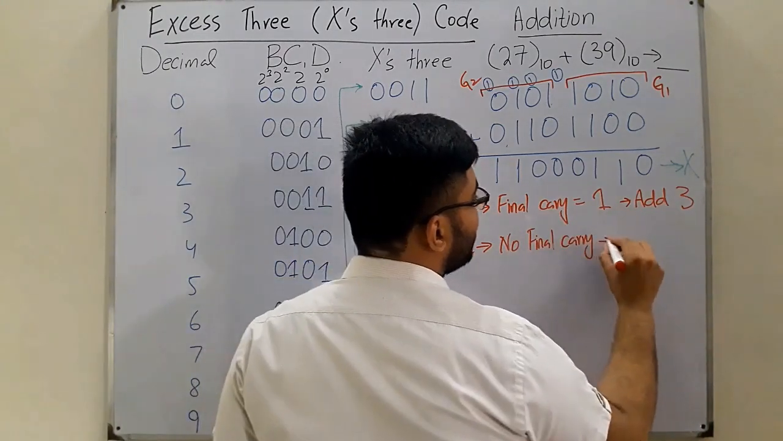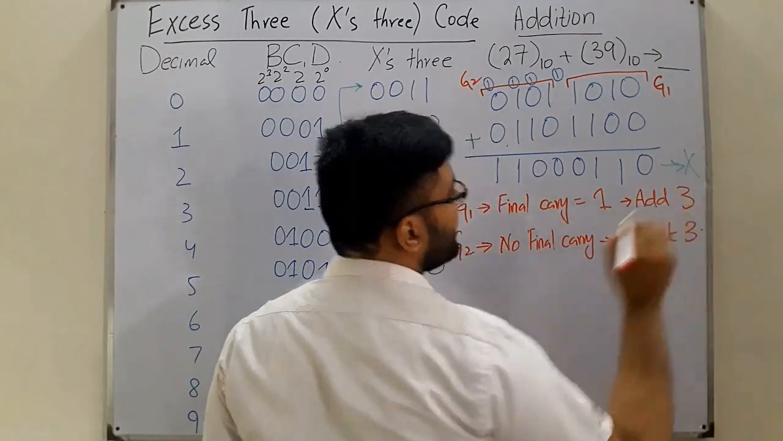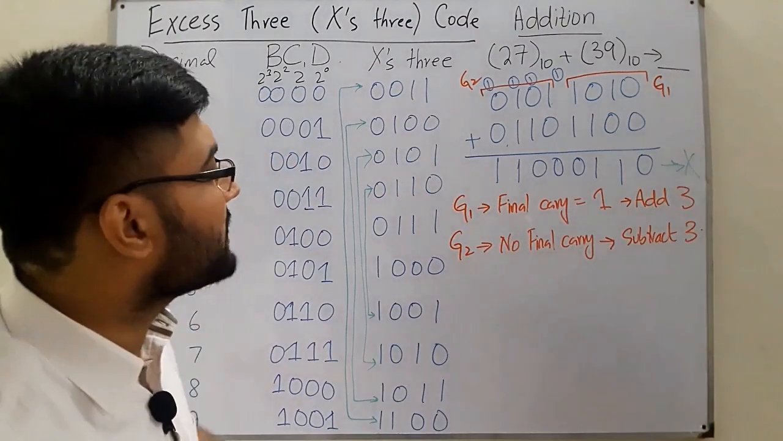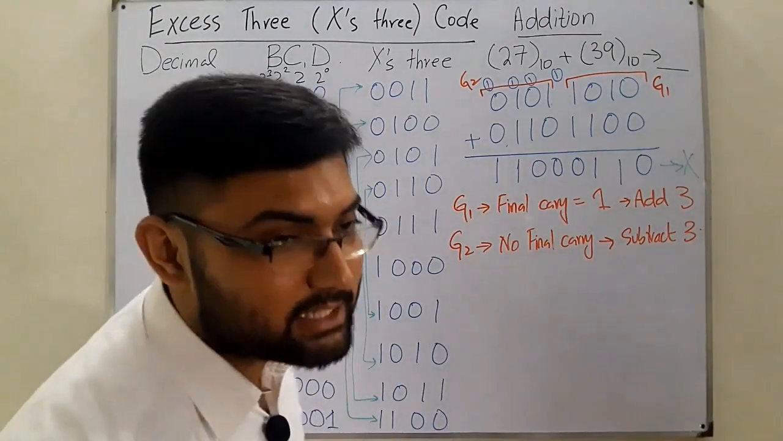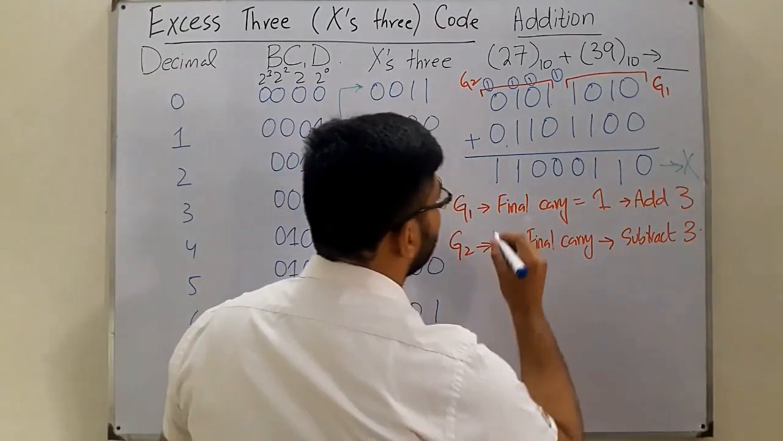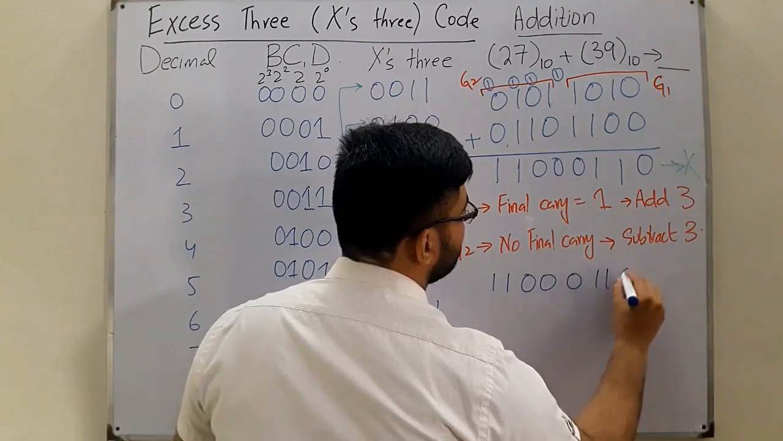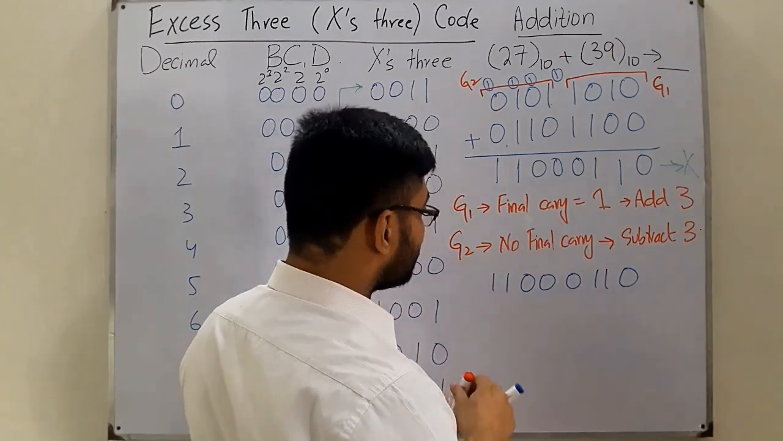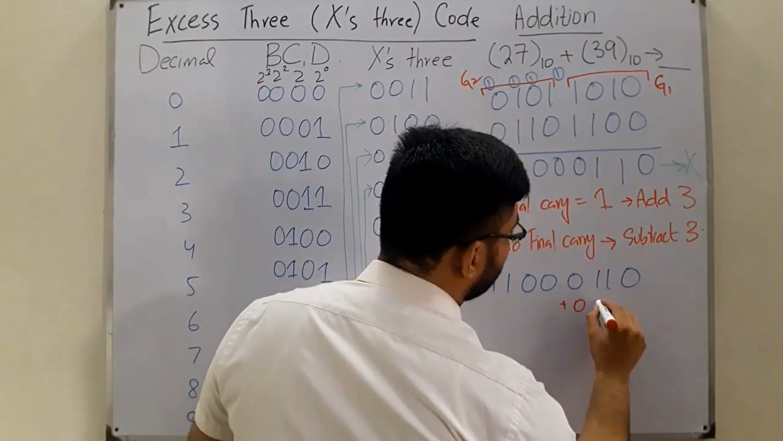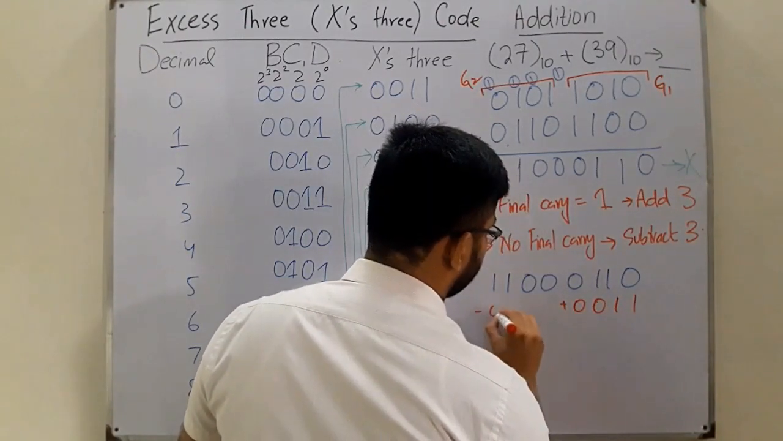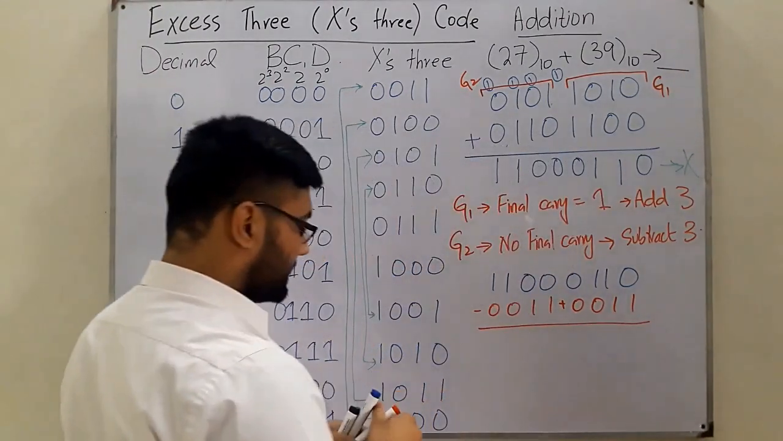So now you do what? In this case, you subtract 3 from it. You subtract 3 from the group which does not have a final carry, and you add 3 to the group which has a final carry. So let us do it. The first group is 1100 and the second is 0110. So here we have to add 3, 0011, and here we have to subtract 0011. And this will give us the final answer.